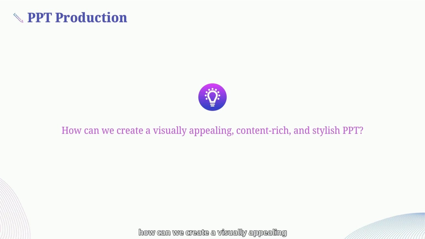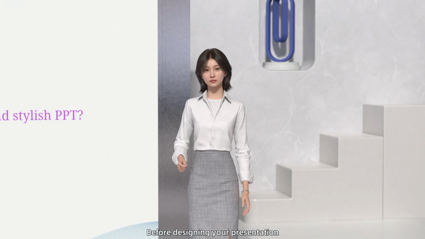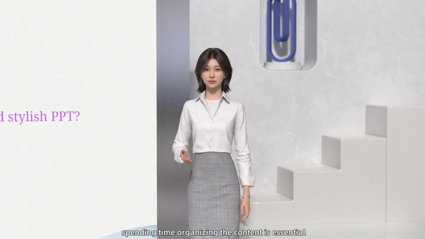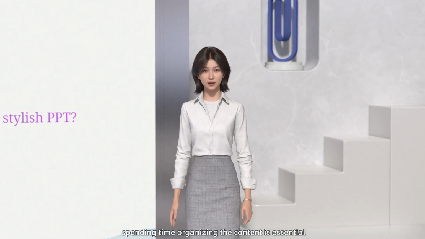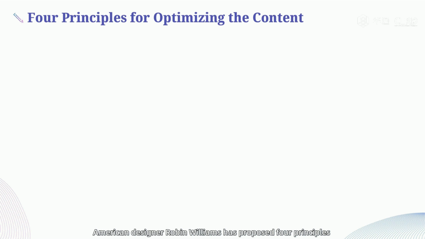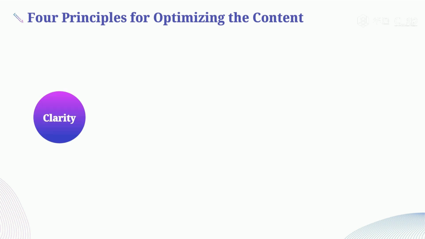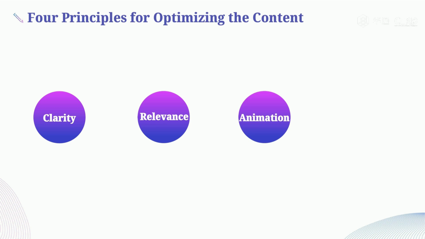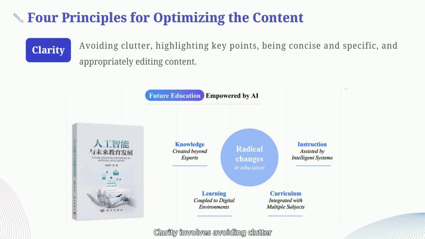So, how can we create a visually appealing, content-rich, and stylish PPT? Before designing your presentation, spending time organizing the content is essential. American designer Robin Williams has proposed 4 principles for optimizing the content: clarity, relevance, animation, and plot. Clarity involves avoiding clutter, highlighting key points, being concise and specific, and appropriately editing content. It ensures that the content is clear and easy for the audience to understand the speaker's message.